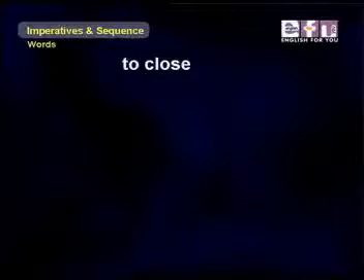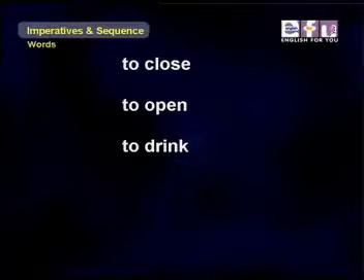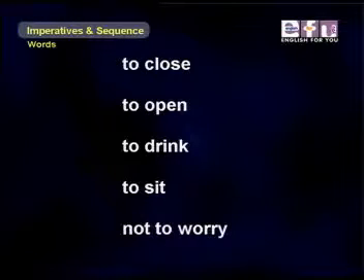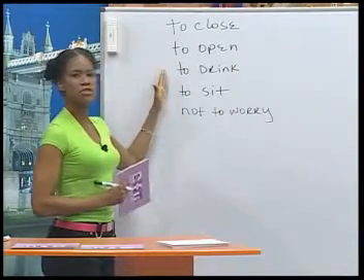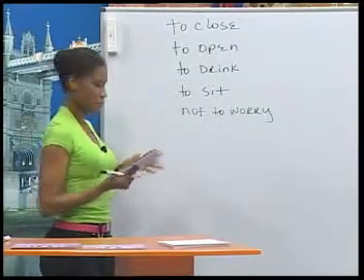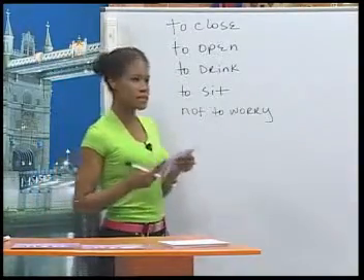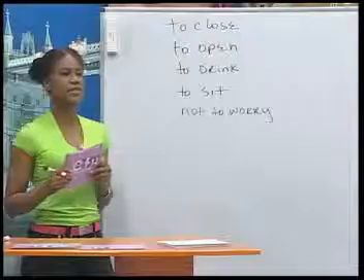First, we have to close, to open, to drink, to sit, and not to worry. So these are the infinitive forms. Again, to close, to open, to drink, to sit, not to worry. Okay, I will write a sentence on the board, and you choose which verb form is correct for each sentence.